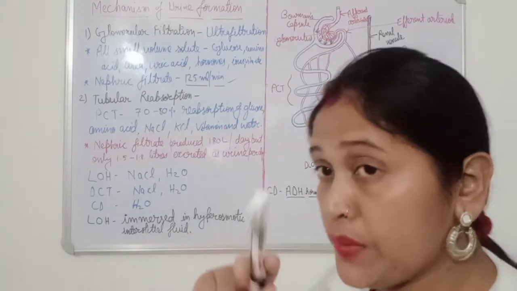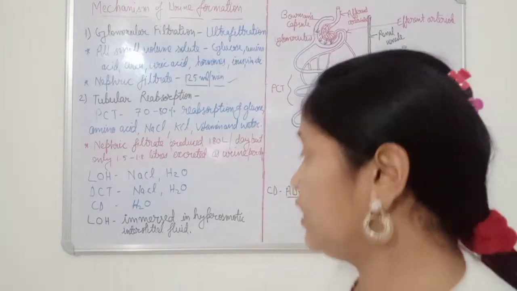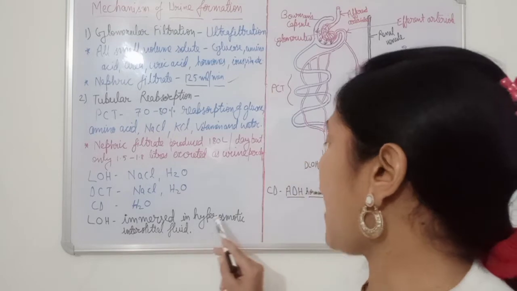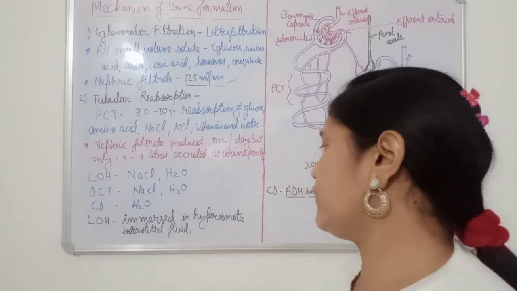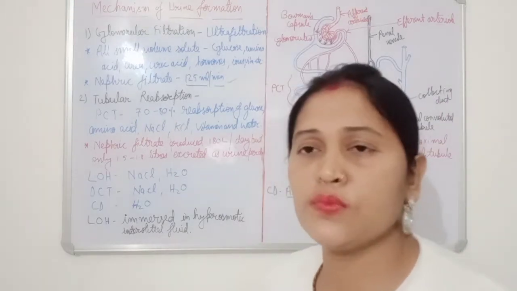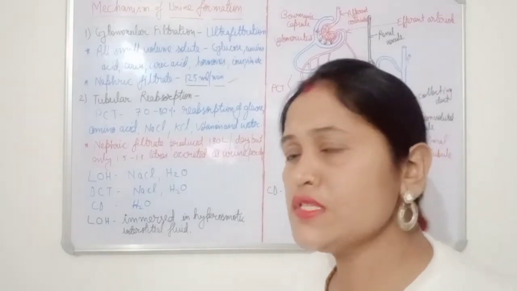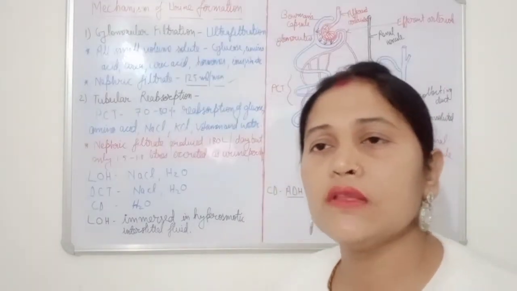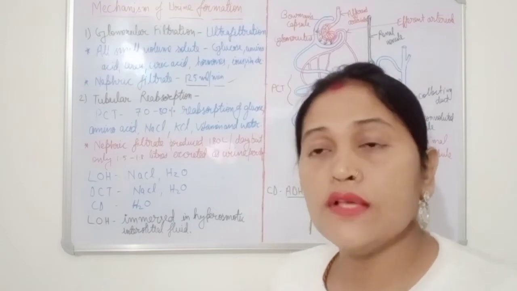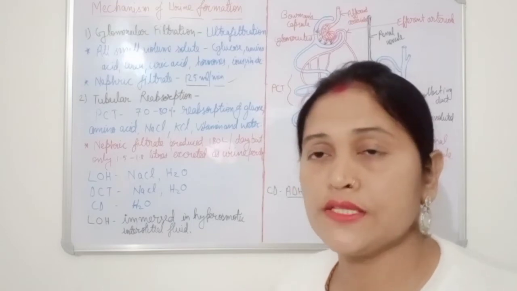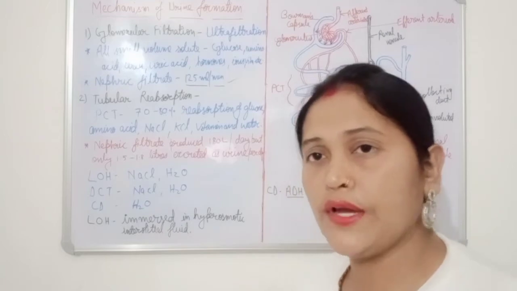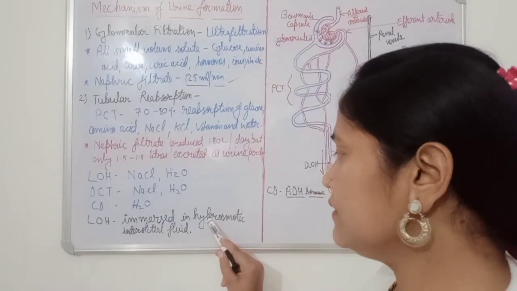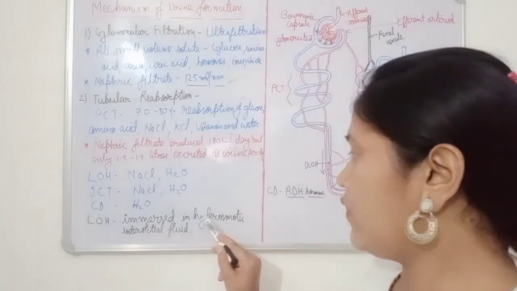Okay, and one important thing all of you students mark down: the loop of Henle is immersed in hyperosmotic interstitial fluid. What is the meaning of hyperosmotic? It means having more concentration, more salt concentration. Water will be less in this area.